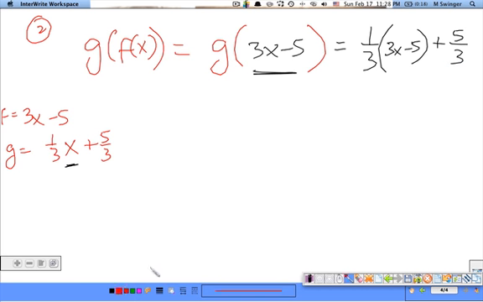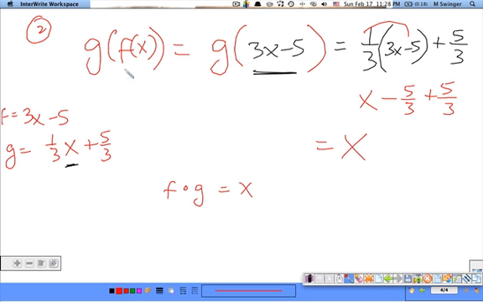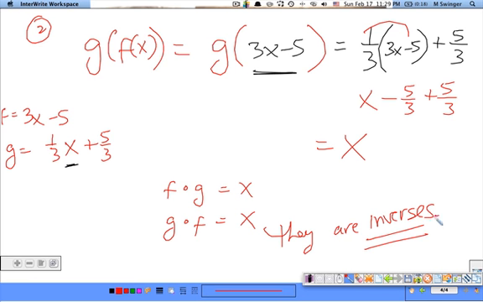And all you have to do now is solve. 1/3 times 3x, that's x. 1/3 times 5 minus 5 is minus 5/3. Now you still have plus 5/3, which cancel out. This is equal to x. So what you had here was f of g was equal to x, and then right here was g of f. So g of f was equal to x, which means they are inverses. Correct. Okay? That's how you verify that two things are inverses of each other.